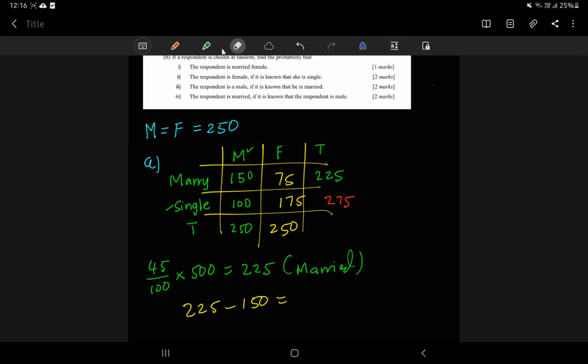And the total should be 500. Make sure that your total is consistent with the question, which means that when you add up the total over here, 250 plus 250 is 500, and then this column is 225 plus 275, which is 500 also. So they are consistent, which means that we are doing fine. So this is the final table that we constructed, like this.